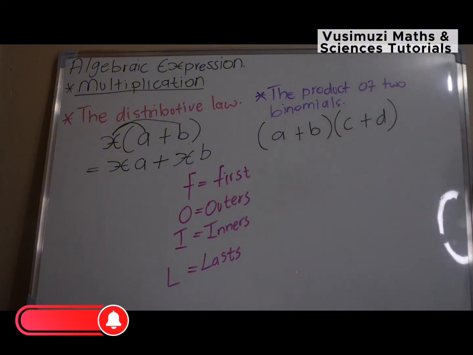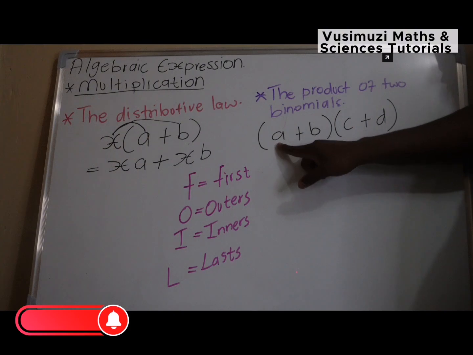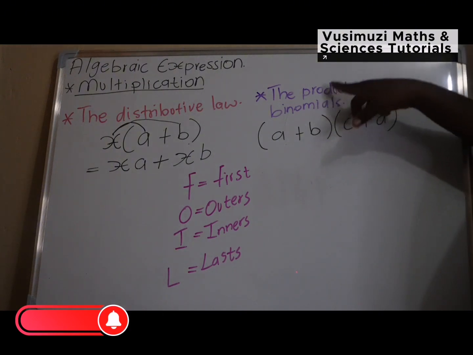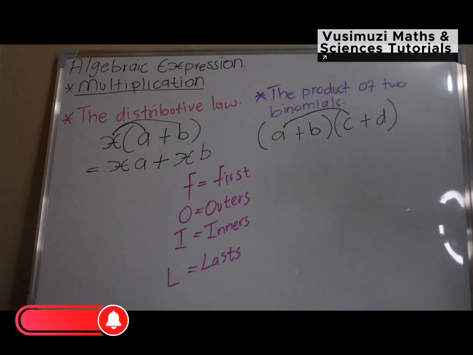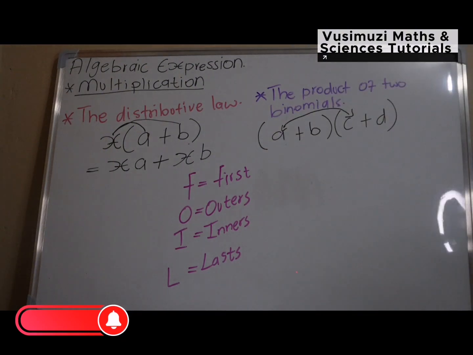Remember, F for first. First, we are saying the first term in each bracket that you meet when you enter. Let me just say we enter into this bracket. Which term do we meet? When you enter into this bracket, it's A. Which term do we meet when we enter the second bracket? It's C. A and C are going to multiply out themselves. That's how FOIL works. I hope you are clear.